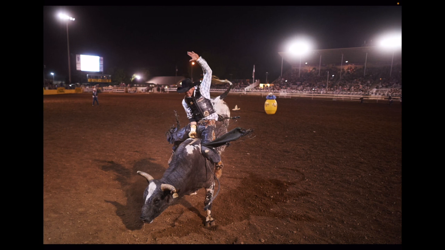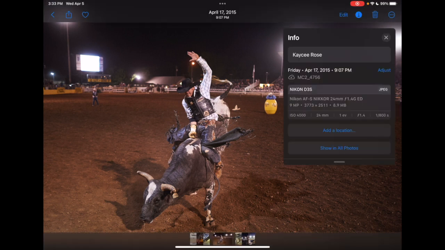This is about the best case scenario for shooting action at night there. This is 4,000 ISO, and I'm using a 1.4 lens, and I'm able to get 1/800th of a shutter speed, which is kind of below bare minimum, but it works for this picture.